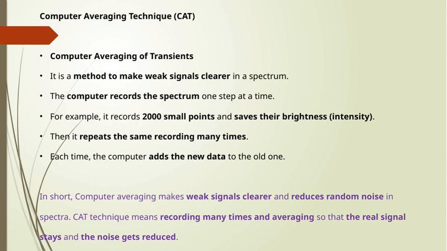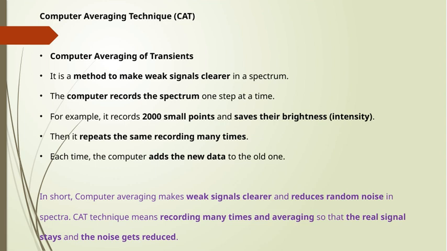Let's talk about the computer averaging technique, or CAT. Essentially, it's a method used to make weak signals more visible within a spectrum. The computer records the spectrum step by step, capturing small segments. Imagine it recording 2,000 tiny points and noting their brightness or intensity. Then, it repeats this process many times. Each time, the new data is added to the previous data, effectively stacking the information.